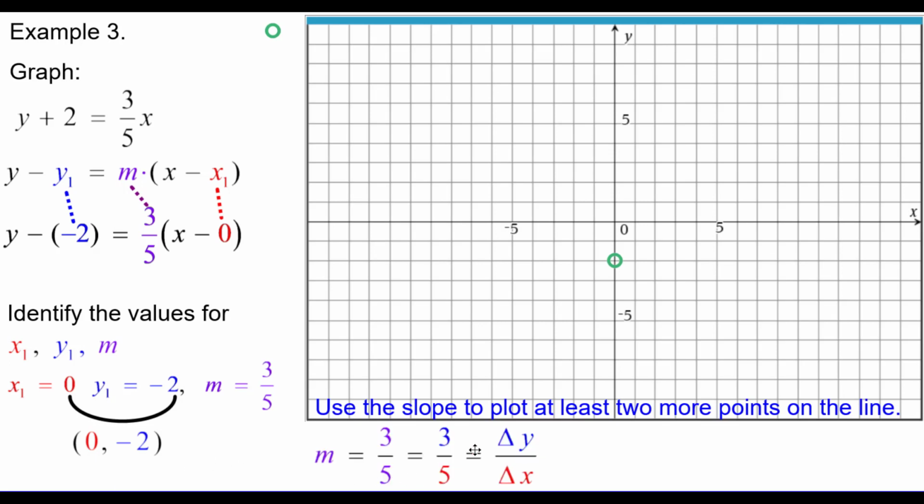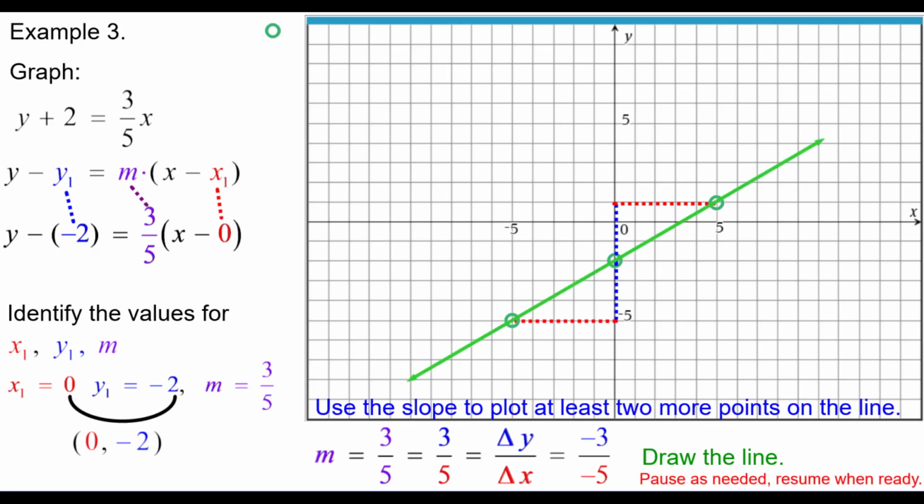So 3/5, I can go up 3, right 5, and there's a point. I could also think of 3/5 as negative 3 divided by negative 5, which would be down 3, left 5. Plot the point. The 3 points are collinear and we can draw the line. Pause as needed. Resume when you're ready.